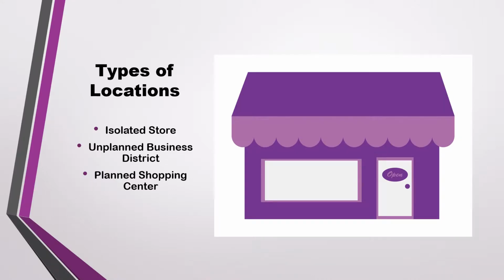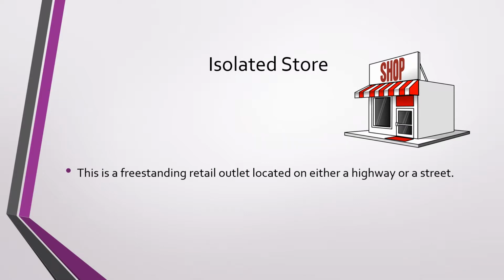Types of locations: you have isolated store, unplanned business district, and planned shopping centers, and I will explain on the next slide. Isolated store: this is a freestanding retail outlet located on either a highway or a street. Basically, they had to decide what side of the road they would put the store. There are no adjacent retailers that share the traffic. An advantage to this is that with these locations, there is no competition in close proximity.